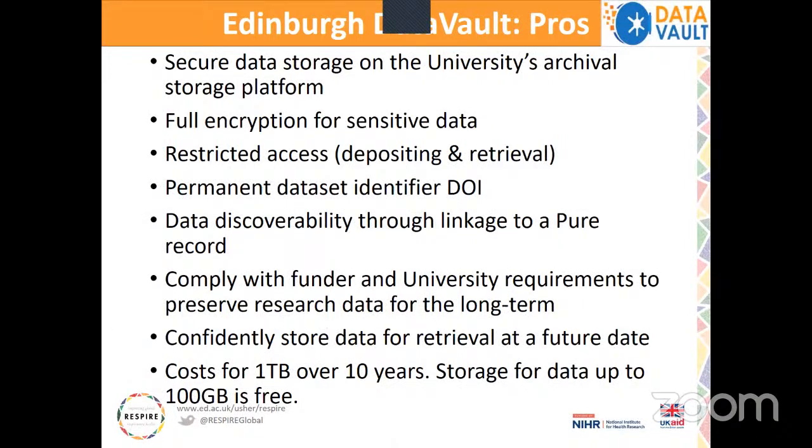So to overcome the fears and challenges of depositing qualitative data in an open repository, an alternative solution was presented: that of Edinburgh's standalone closed archive, Data Vault. This will help inspire researchers to submit datasets for more controlled or managed access, where they are in control of who to share their data with once access is requested. This is also an ideal place for slightly more sensitive types of qualitative data.